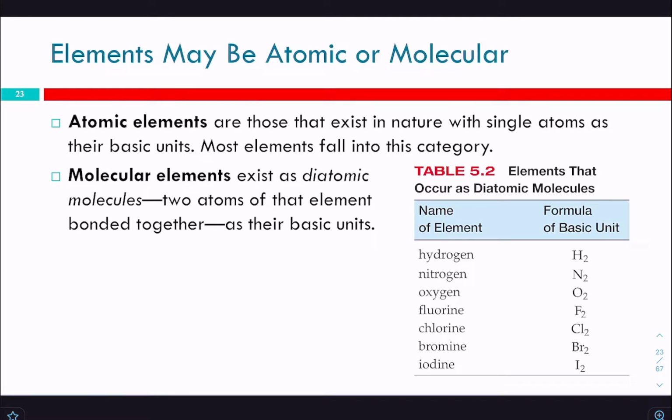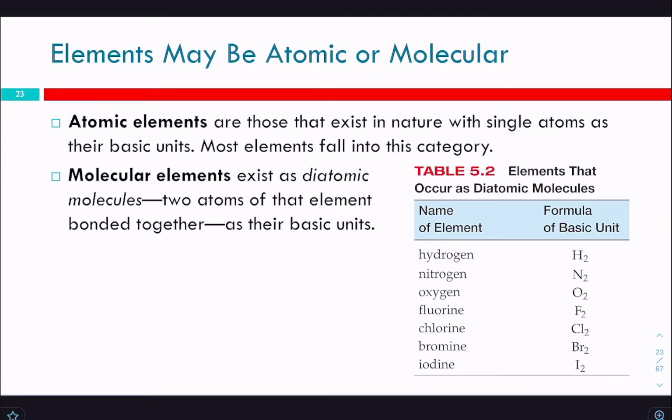The atomic elements are the ones that exist in nature with single atoms as their basic units. Metals are a great example of this. They sort of, on an individual level, exist as the metal itself. Molecular elements is a special set of the elements, these guys here.